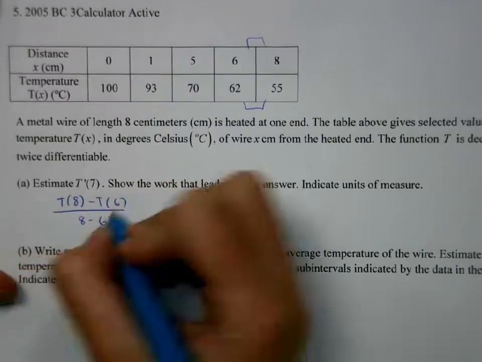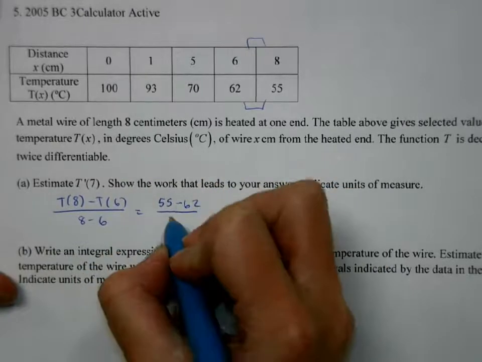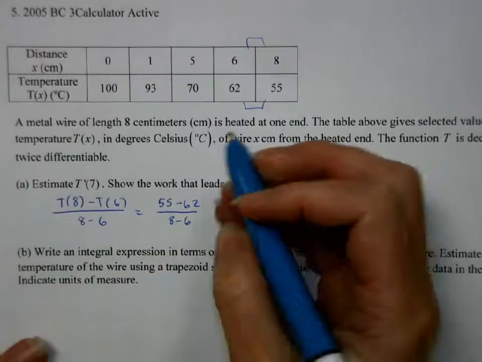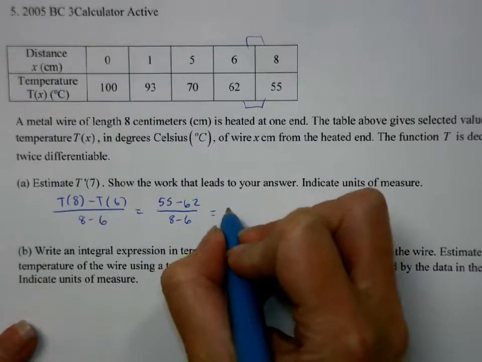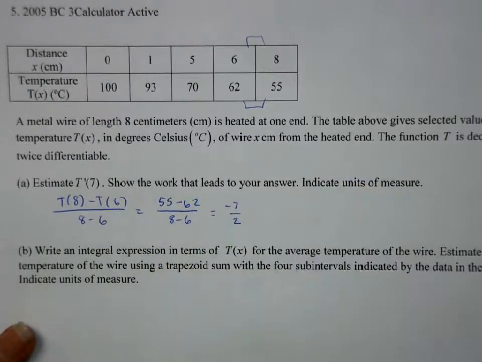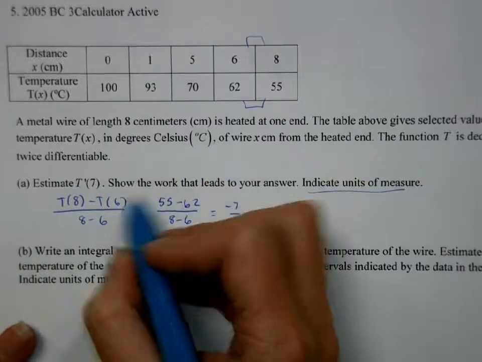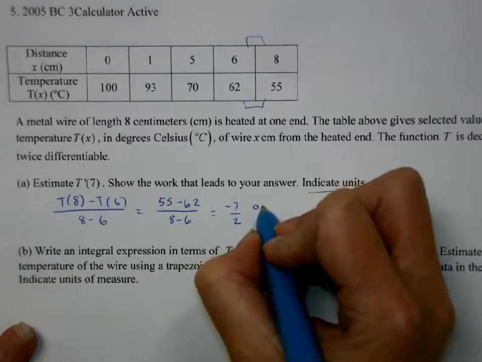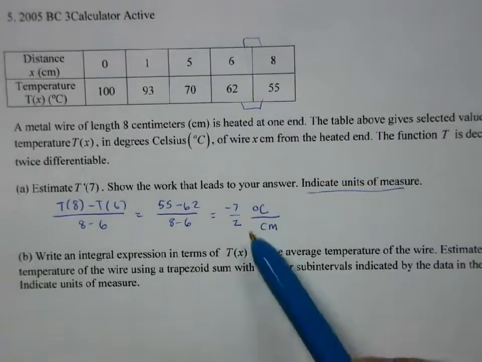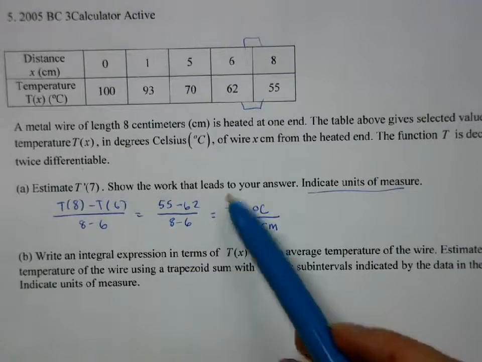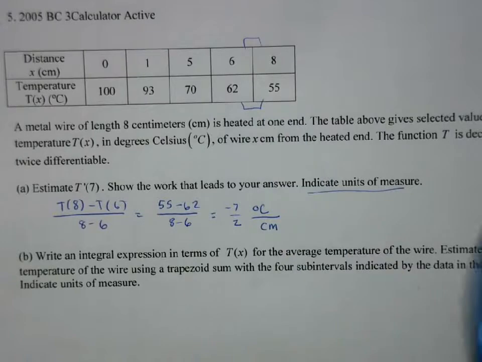So 55 minus 62 over 8 minus 6, which we can leave like that. This would be negative 7 halves. It does want the units of measure. So if they ask for that, you are getting a point for that. The units on the top are degrees Celsius. The units on the bottom are centimeters. So the temperature is decreasing at about 3.5 degrees Celsius per centimeter at that point on the rod.